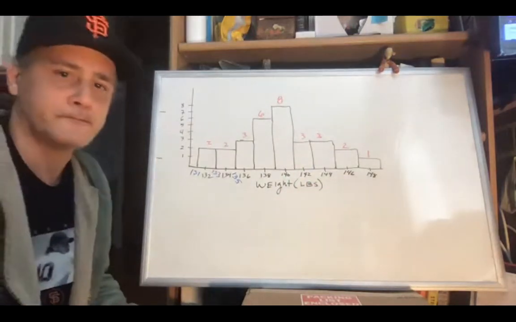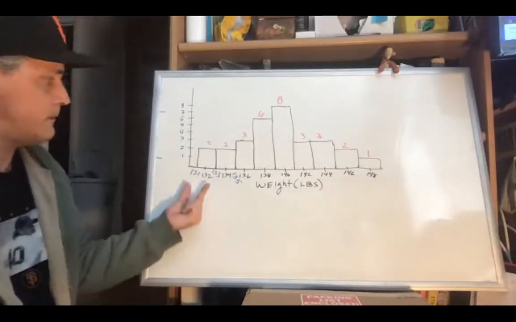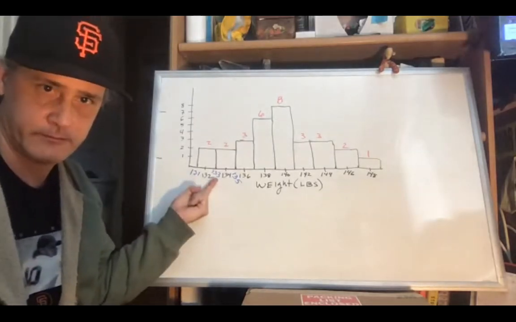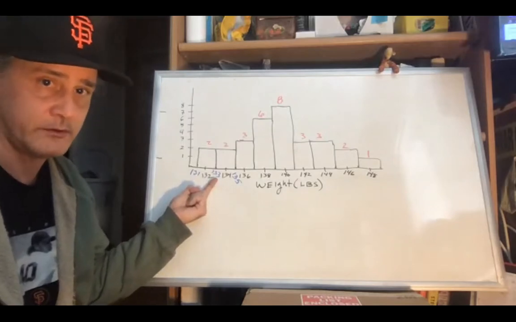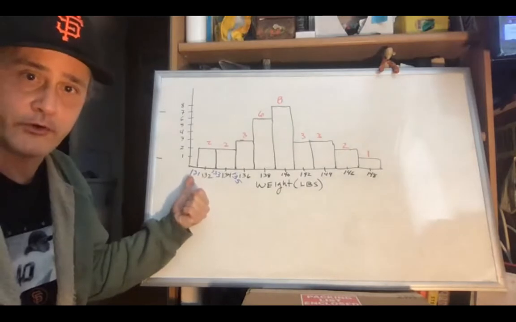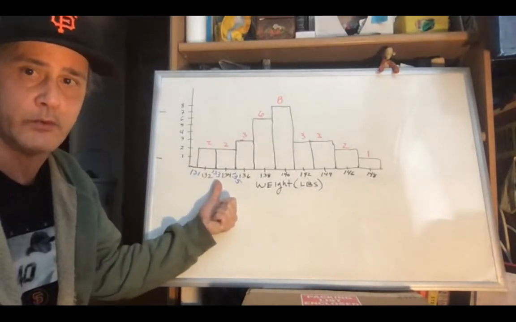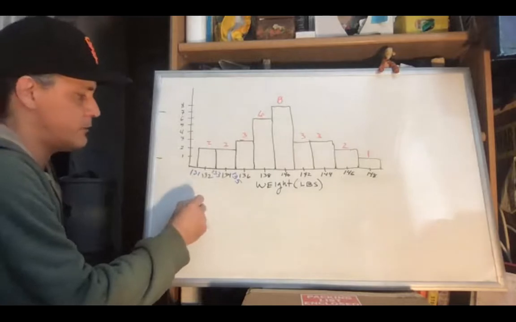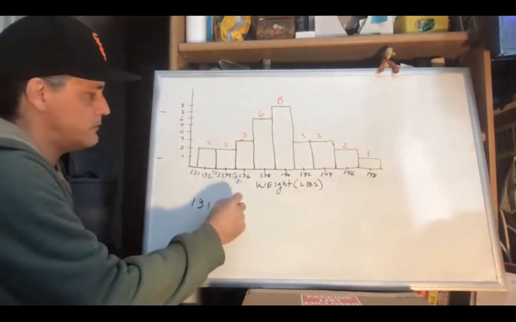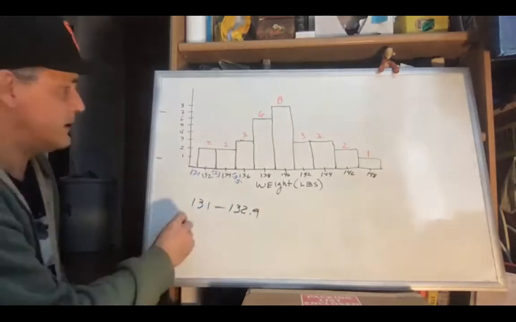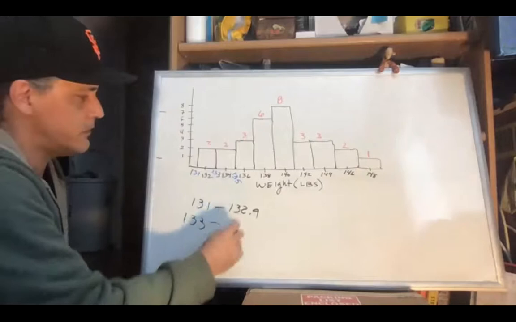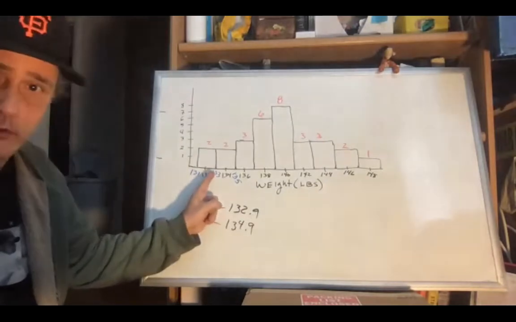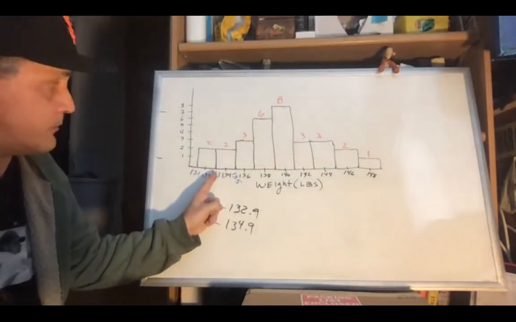So how do we interpret this? Well, if this is discrete, then this bar represents the numbers 131, 132, 133. If this is continuous, then this bar represents all the numbers starting at 131 all the way, but not including 133. So this would be where we would have made an interval of 131, and then this would have been 132.9. And then the next one would have started at 133, and this would have gone all the way to 134.9. So if it's continuous, then the bars are including the numbers less than the number on the right, except when you get down here to the end.